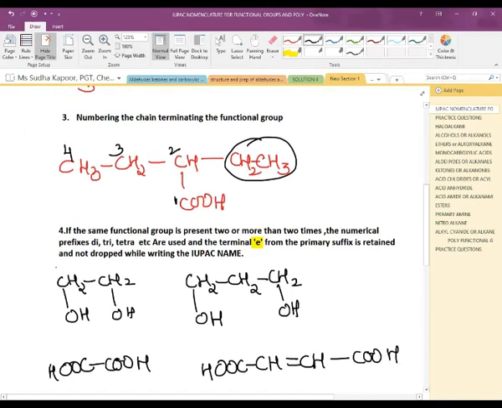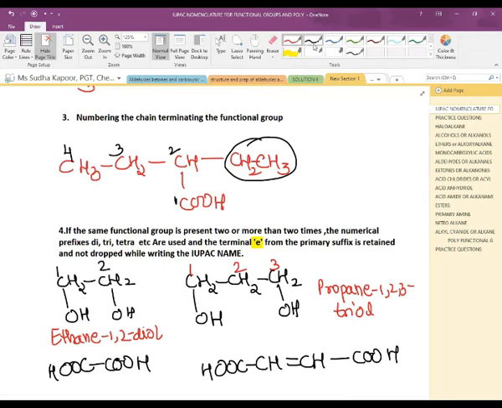For example, in the first case, there are two carbons, both are having the OH on it. So we will call it ethane 1,2-diol. In this case, there are total 3 carbons. Functional group is repeated twice. So we will call it as propane 1,2,3-triol, 1,2,3-diol. Since it is present only twice, so we will call it as propane 1,2,3-diol.